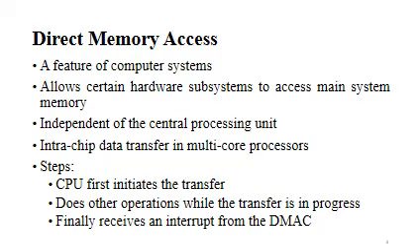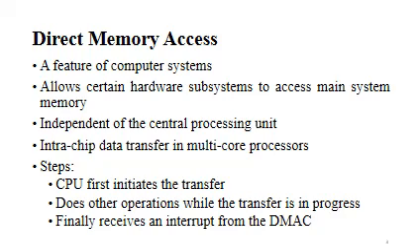Direct memory access, in short, is called DMA. DMA is a feature of computer systems that allows certain hardware subsystems to access main system memory, independent of the central processing unit or processor. Without DMA, when the CPU is using programmed input-output, it is typically fully occupied for the entire duration of the read or write operation and is thus unavailable to perform other work.